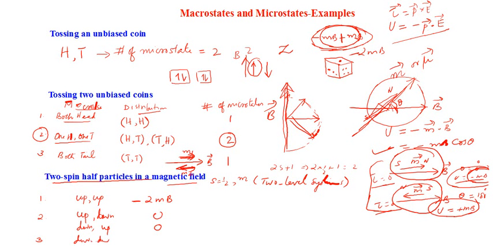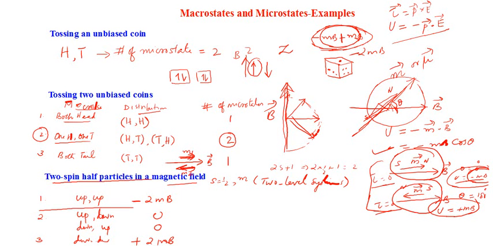What is down down? What is the total energy? It means both the particles are aligned anti-parallel, with the magnetic moment anti-parallel to the applied magnetic field. So the total energy will be plus 2 mu B, right?